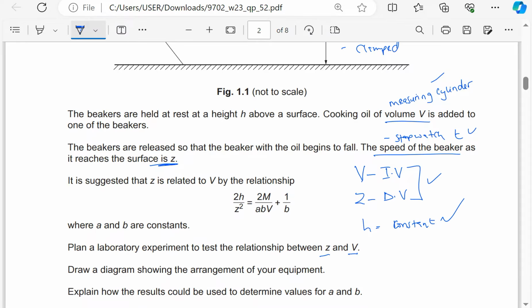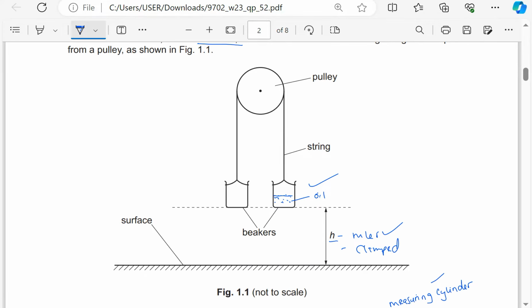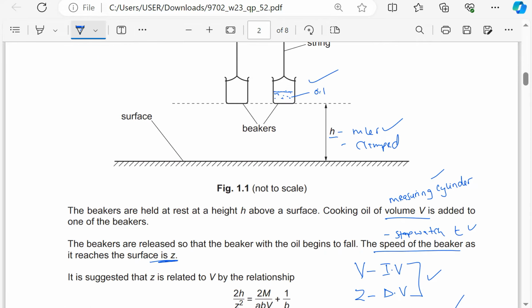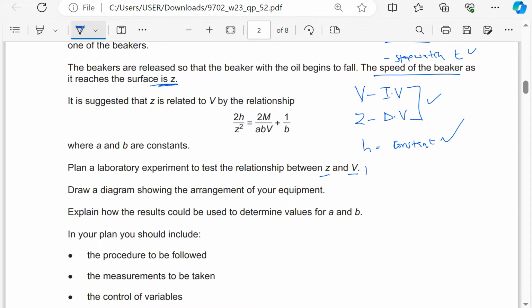Which other quantity, if it changes, affects the results? It must be the mass m of the beakers. The mass m of the beakers should remain the same. If a beaker falls and some part of it breaks off, it means the total weight of the beaker and its contents has changed. So the mass m of the beaker should remain constant. M should remain constant. That is also another mark.